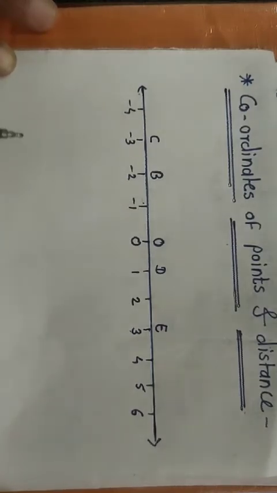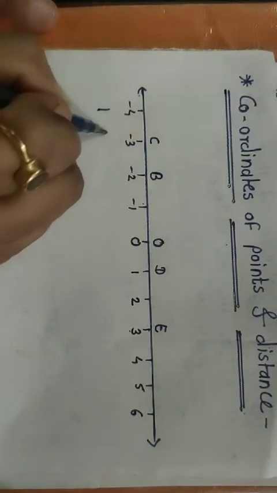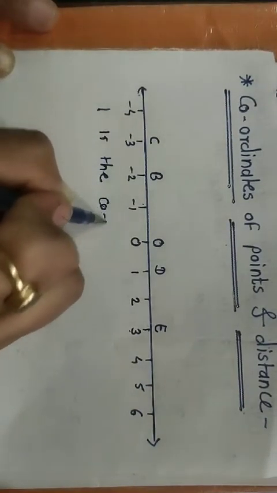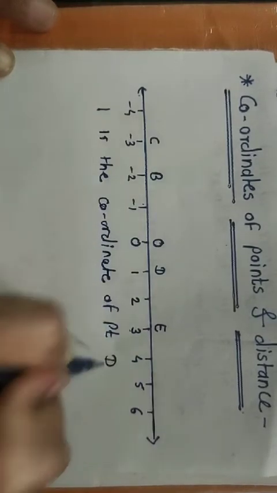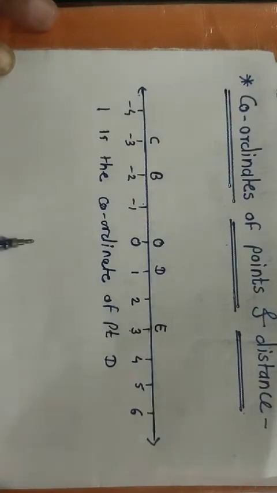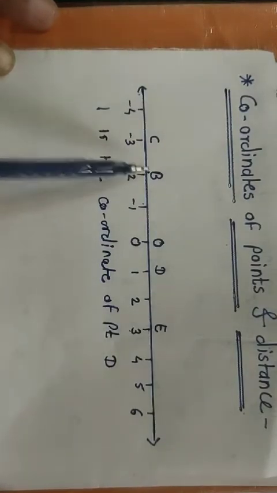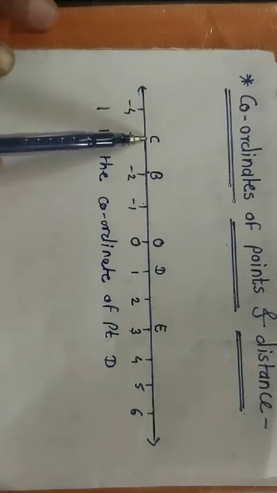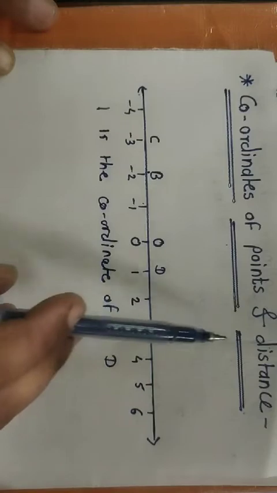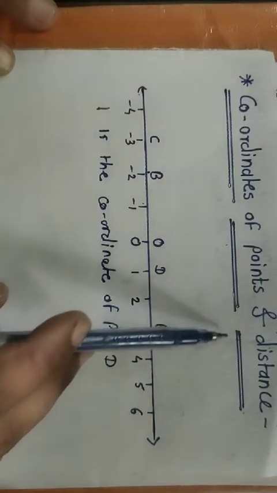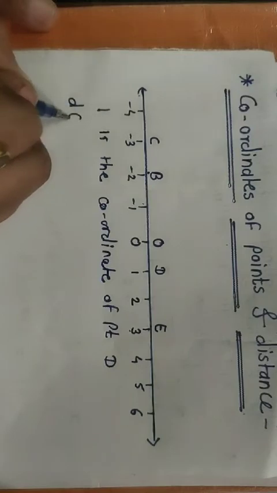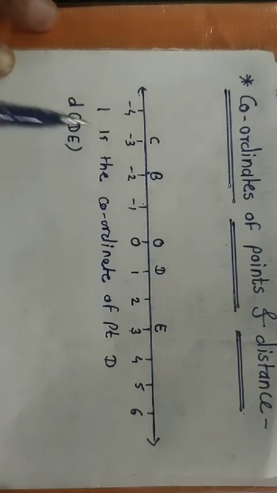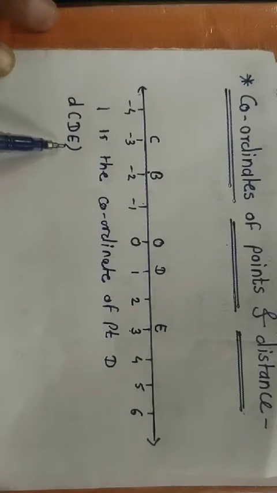So we can say that 1 is the coordinate of point D. Similarly, 3 is the coordinate of point E, -2 is the coordinate of point B, and -3 is the coordinate of point C. Then we find the distance between two given points. Suppose we have to find the distance between point D and E. So we denote it as distance DE.